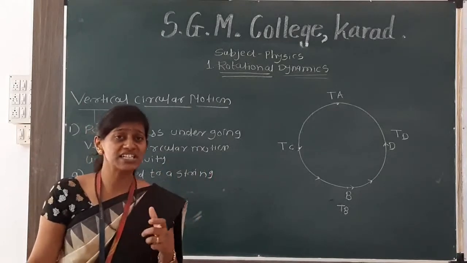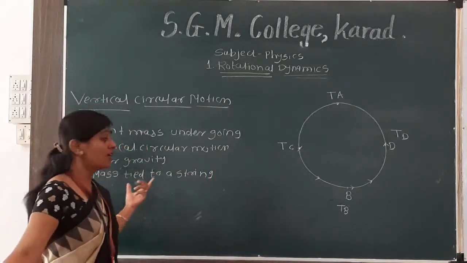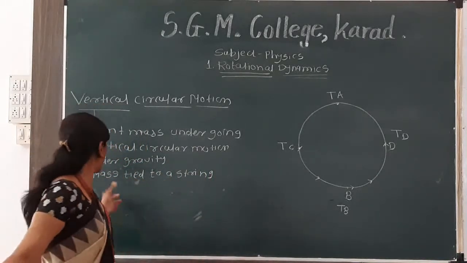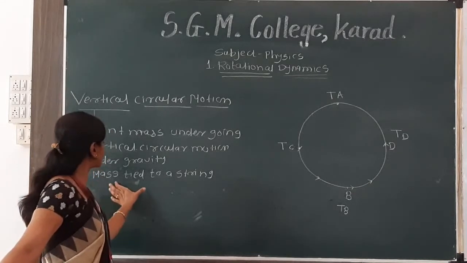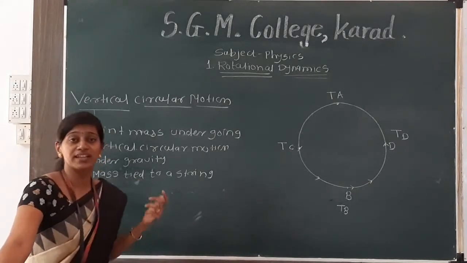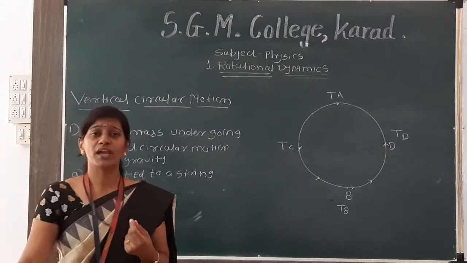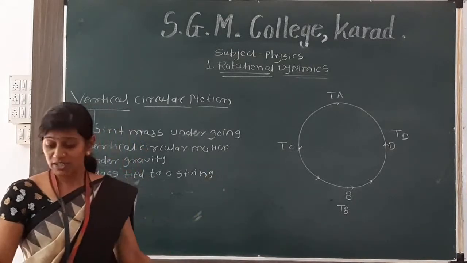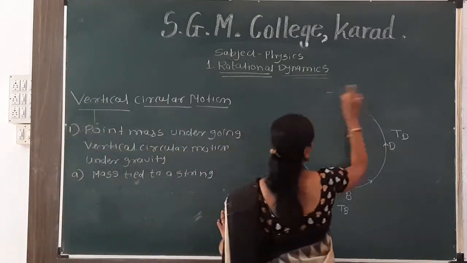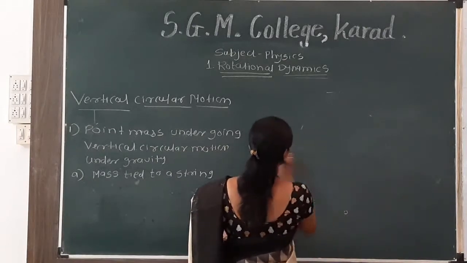Here, instead of the mass, mostly we are taking the bob. But our heading is the mass tied to a string. So here we are taking a bob, and that bob has the point mass. I will draw the first diagram, then I will explain the diagram, and then we will start the expressions.